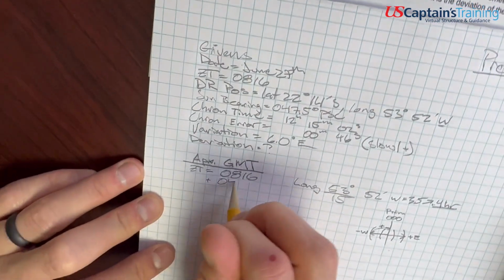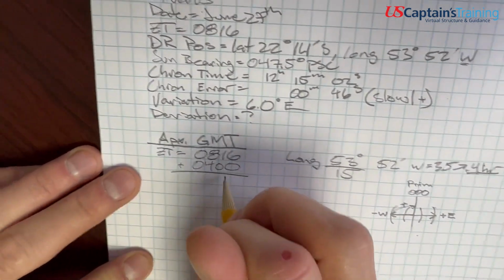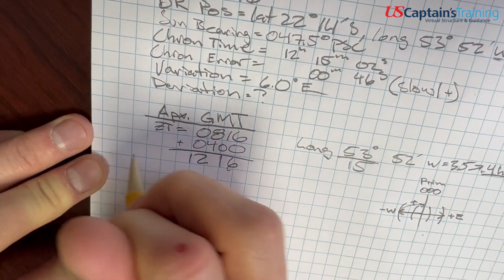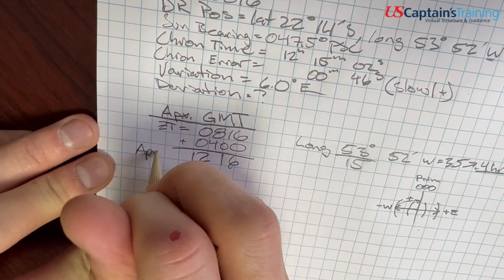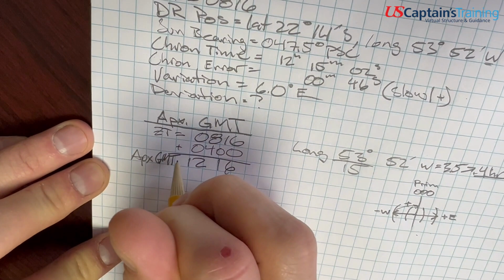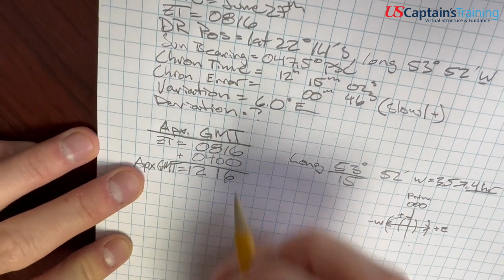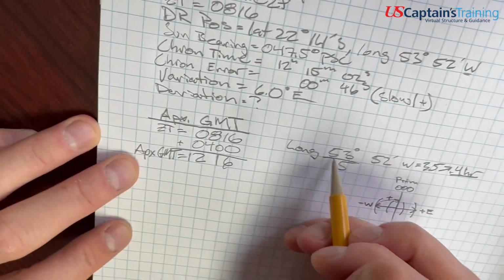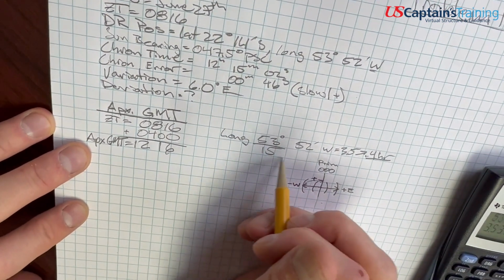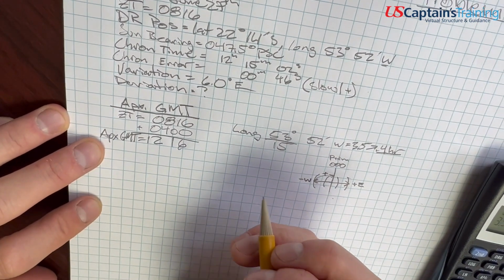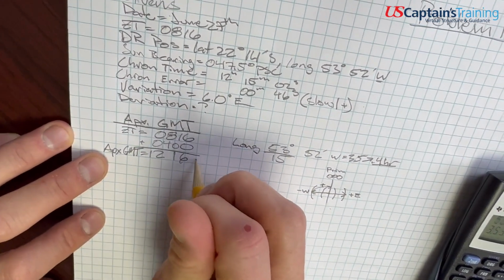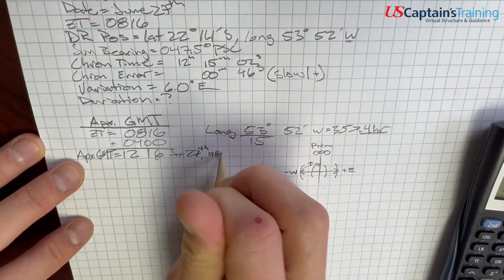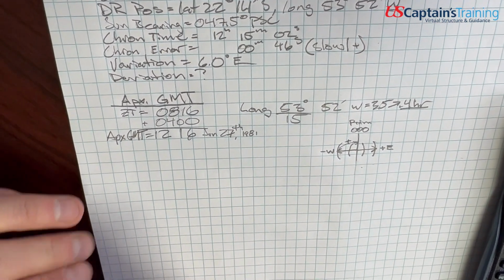So add 0400. That's 1216. This is our approximate GMT, and it's in the same day. This exercise shows you what day you're in too, because sometimes these degrees can be so high that you're adding or subtracting 10, 11 hours. So this is June 27th. And all of these Coast Guard questions take place in 1981. So let's find the actual GMT.